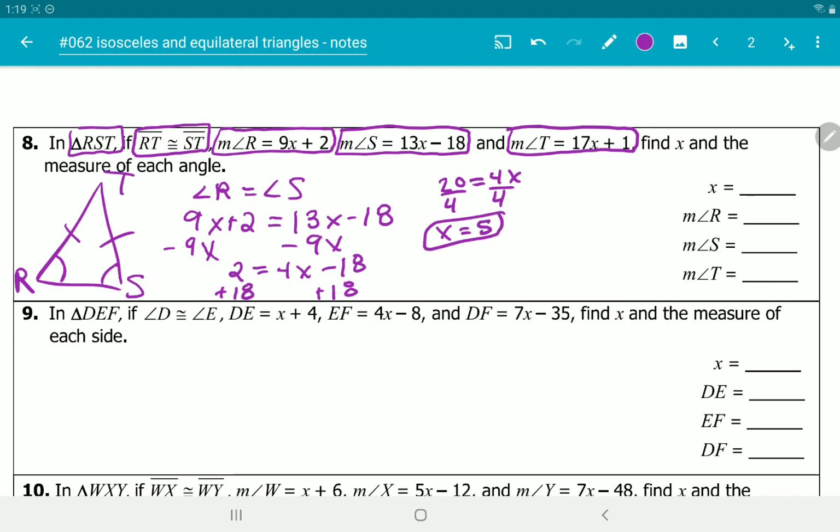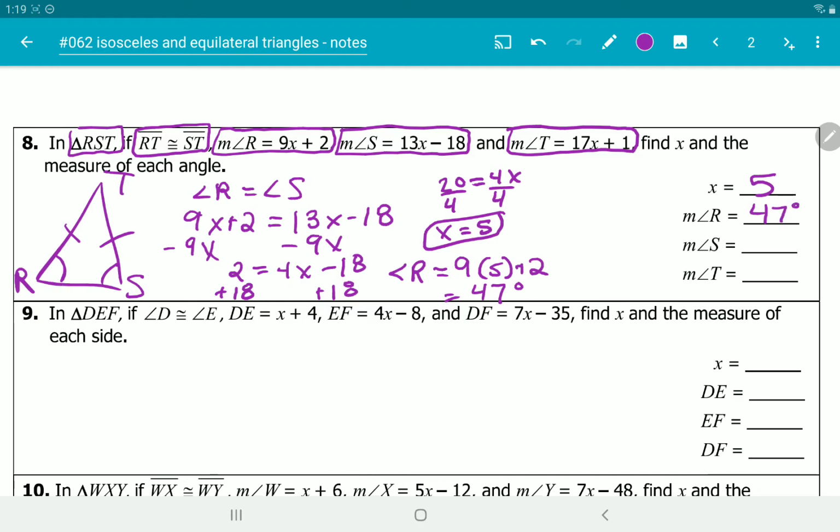So we can go x is equal to 5. Now we just have to figure out what angle is what. So angle R, we already wrote, is 9x plus 2. Instead of x, we need to put a 5. Okay? 9 times 5 plus 2, if you type it in a calculator, you're going to get 47 degrees. So angle R is 47 degrees.